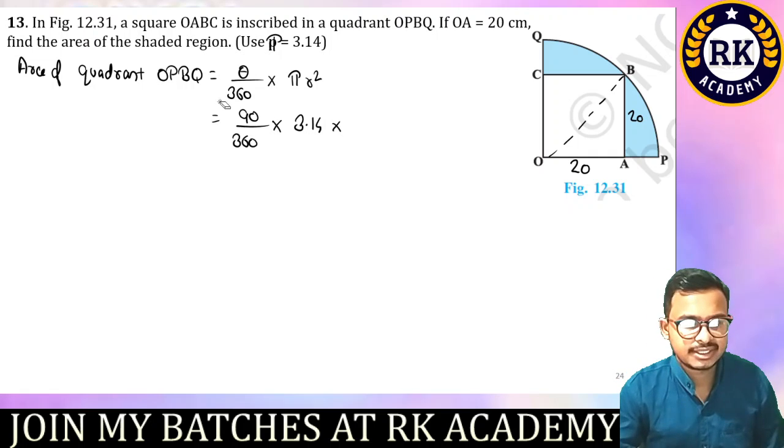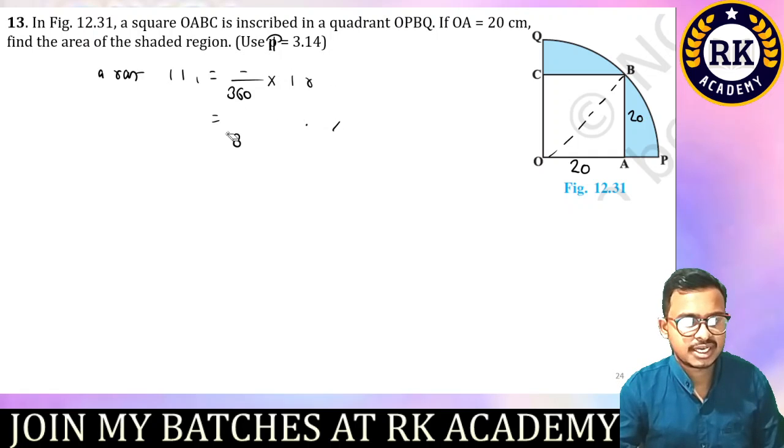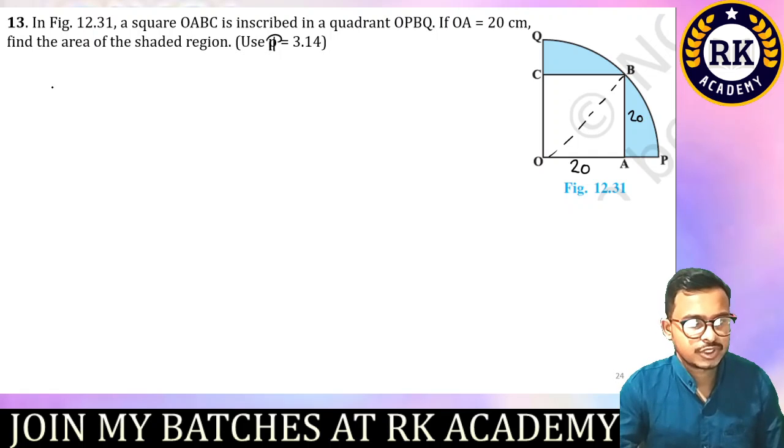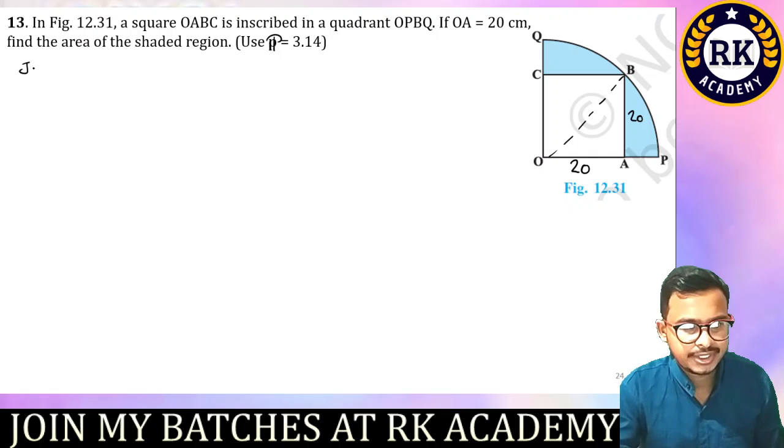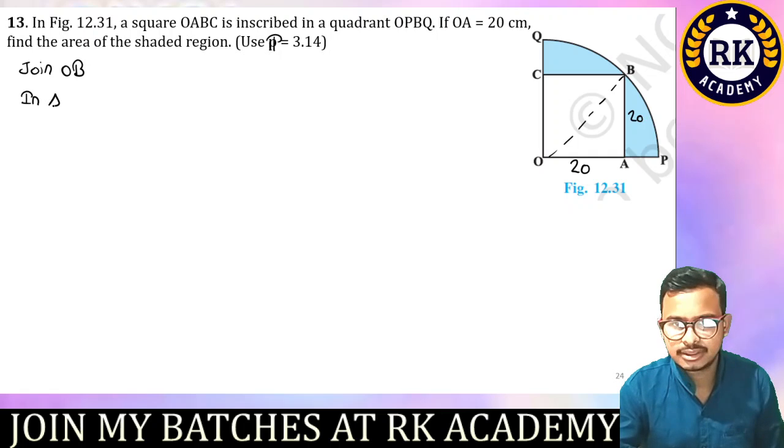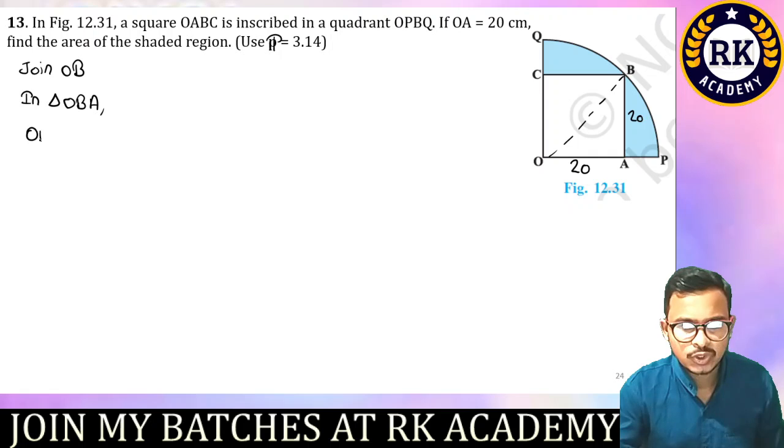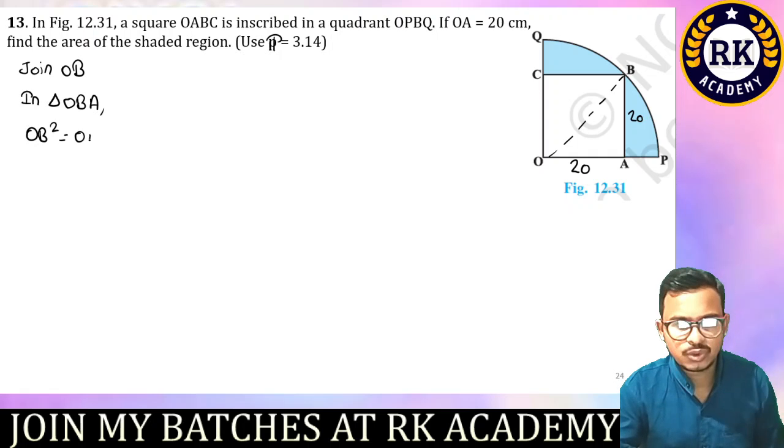So for that let us first find the. So इस फिगर में सबसे पहले क्या काम करना पड़ेगा? We have to find the radius. So what we'll do? Construct. So join OB. Now in triangle OBA, can I say OB का square shall be equal to OA square plus AB square?